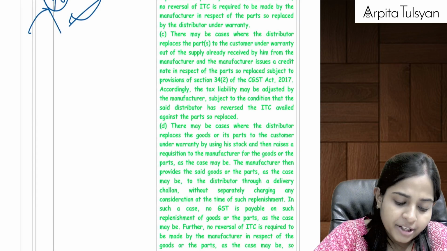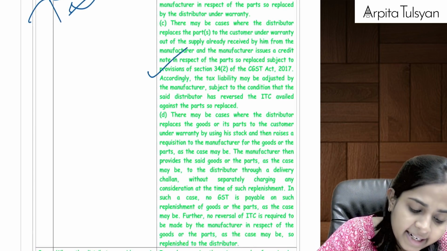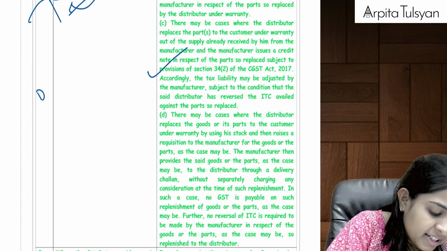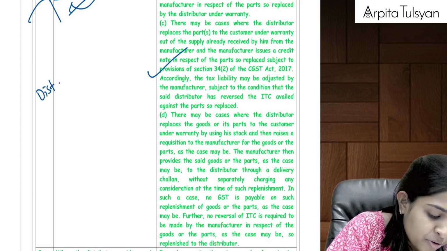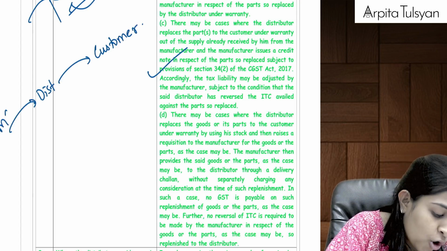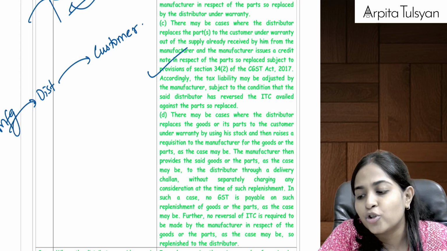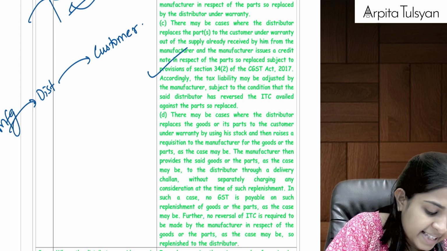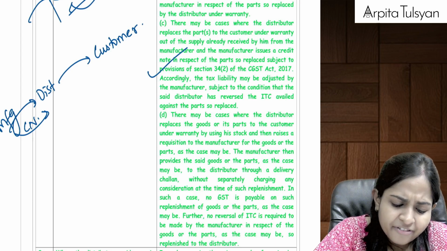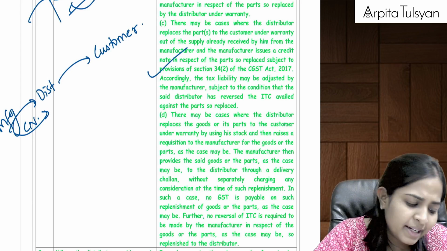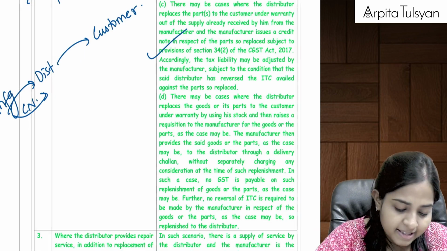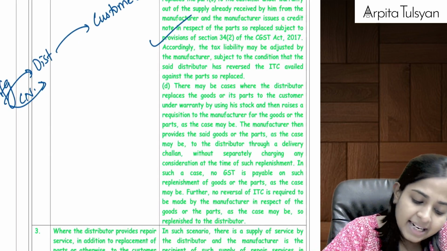Another point. Do you recollect that credit note point, where the distributor had given the goods as replacement to the customer out of the new stock of the manufacturer? In that case, the manufacturer had issued the credit note. If a credit note was given, then anyway the tax liability gets adjusted, because a credit note is always of a particular value plus the tax amount, right?